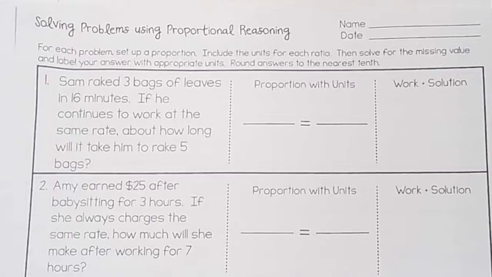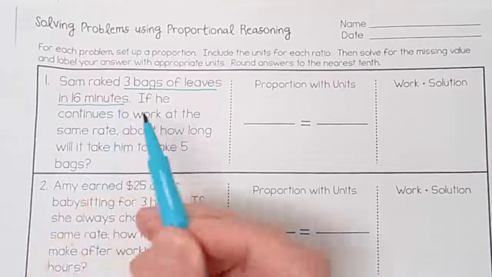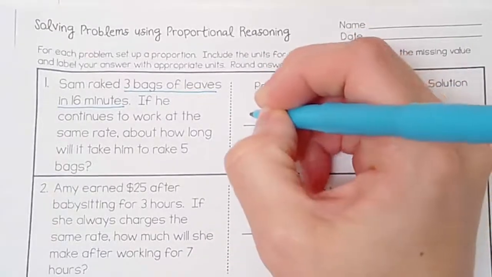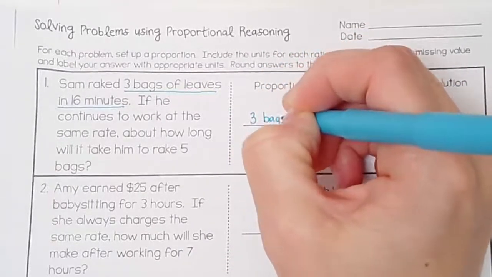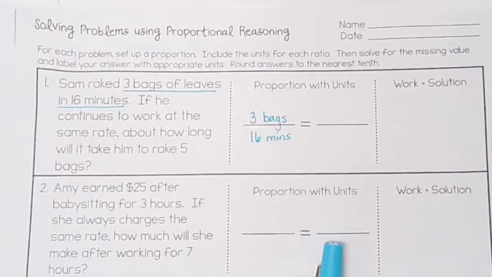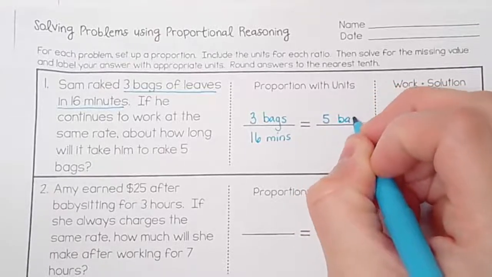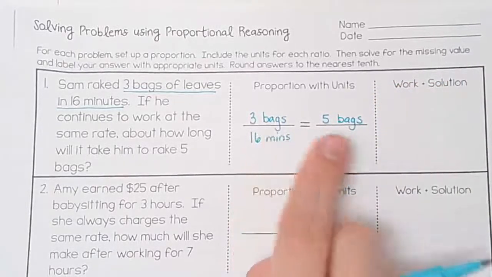So you have to do what goes together. Obviously in the question, the 3 bags of leaves goes with the 16 minutes. So that's going to go on one side of your proportion. They go together, okay? Then the other part of the question says 5 bags. Well, remember I told you that the units have to line up. So whatever is on top on one side has to go on top of the other. Since the other unit is 5 bags, 5 bags has to go over here, because if bags are on top here, bags have to go on top here.